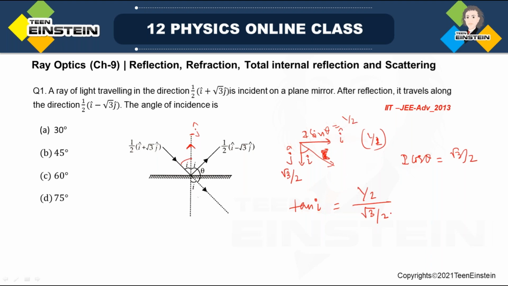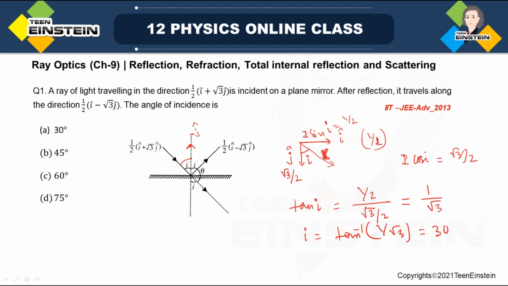So if I say this as theta, I'm sorry, I should have written i, not theta. So this is I cos i and I sin i. From there we'll get tan i. If I do the calculation, tan i is equal to 1 over root 3. So the angle is tan inverse of 1 over root 3.